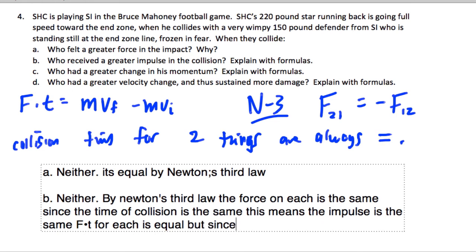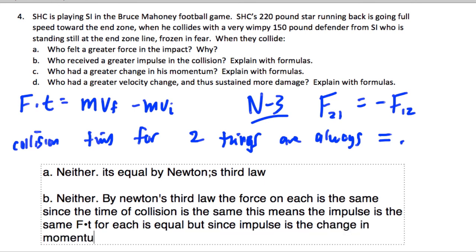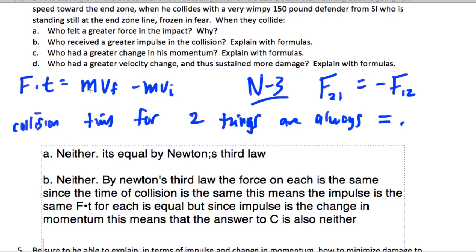But since impulse is the change in momentum, this means that the answer to C is also neither. And I would want you to actually write down this equation.